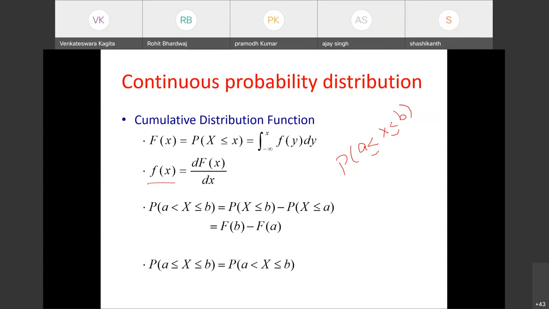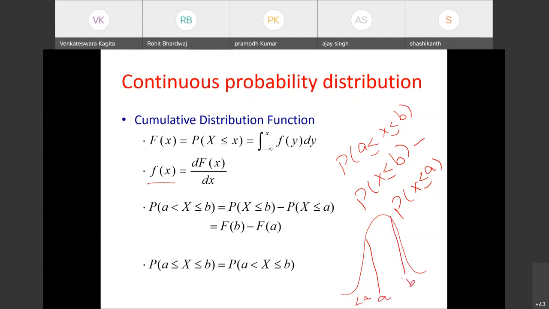Then can I write it as probability of x less than or equal to b minus probability of x less than or equal to a, right? Because we are not interested in what is less than a. This is less than a. This is a and this is b.